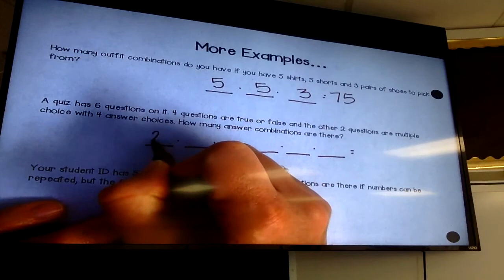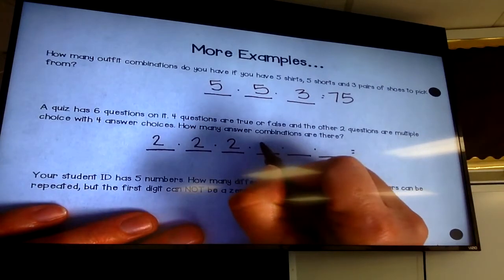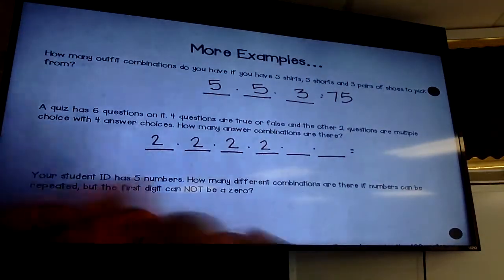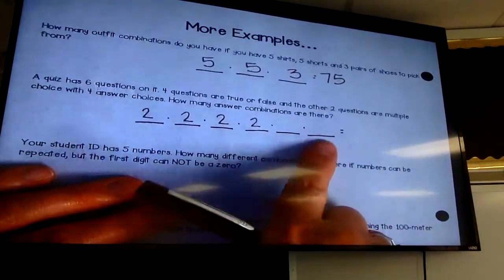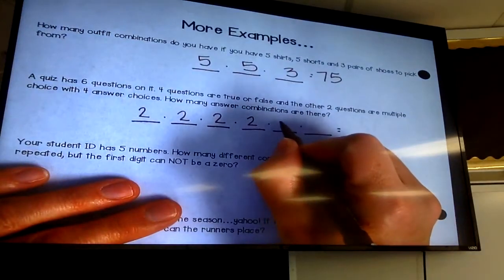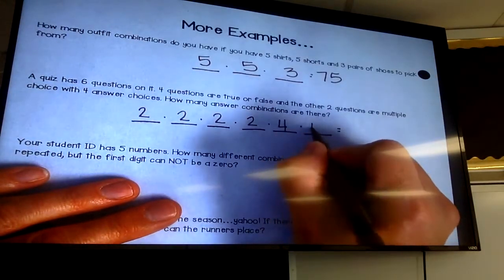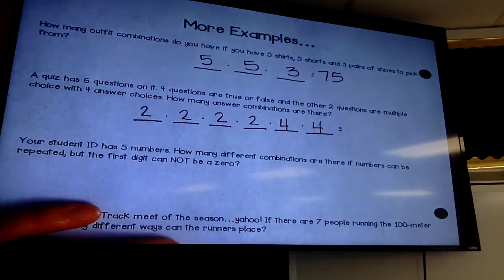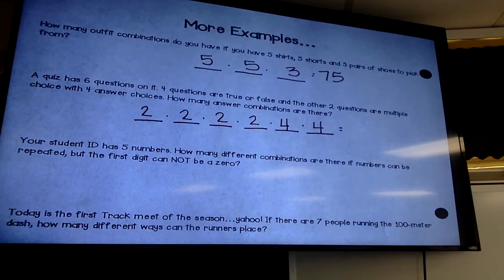So I'm going to say 2 choices for the first, 2 choices for the second, 2 choices for the third, 2 choices for the fourth. My 4 true and false questions. Then it says I have 2 questions that are multiple choice. There's 4 answers for each. So here I have a multiple choice that there's 4 answers for, and another multiple choice that there's 4 answers for. Multiply these all together, and it'll tell me how many different combinations there could be.